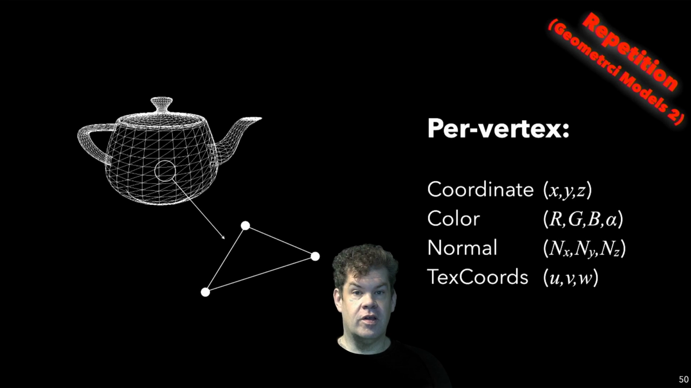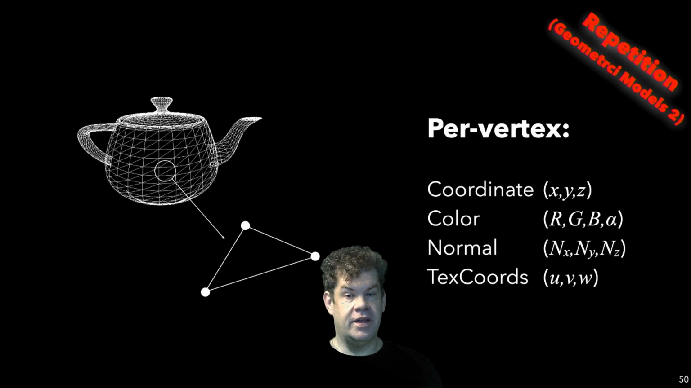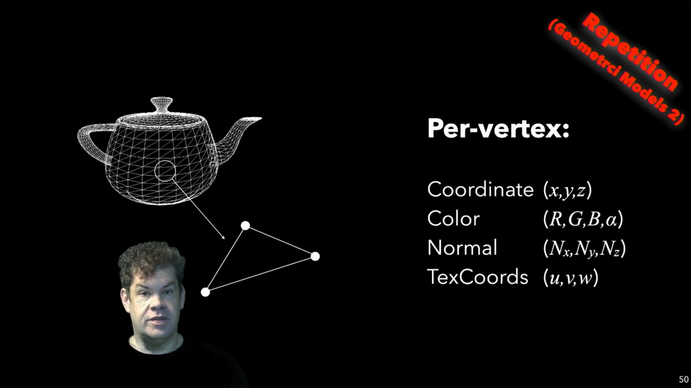First of all, just a reminder: how is information stored? How is information fed into the rendering pipeline? It's usually part of the vertex stream. So anything, be it the coordinate, of course, but then the color, a normal, texture coordinates, those are all parameters that go along with the vertices themselves.